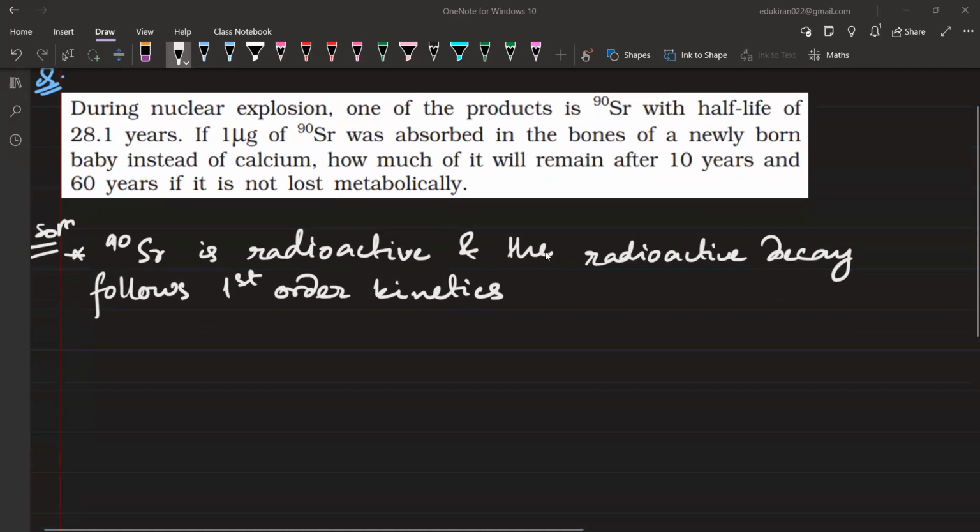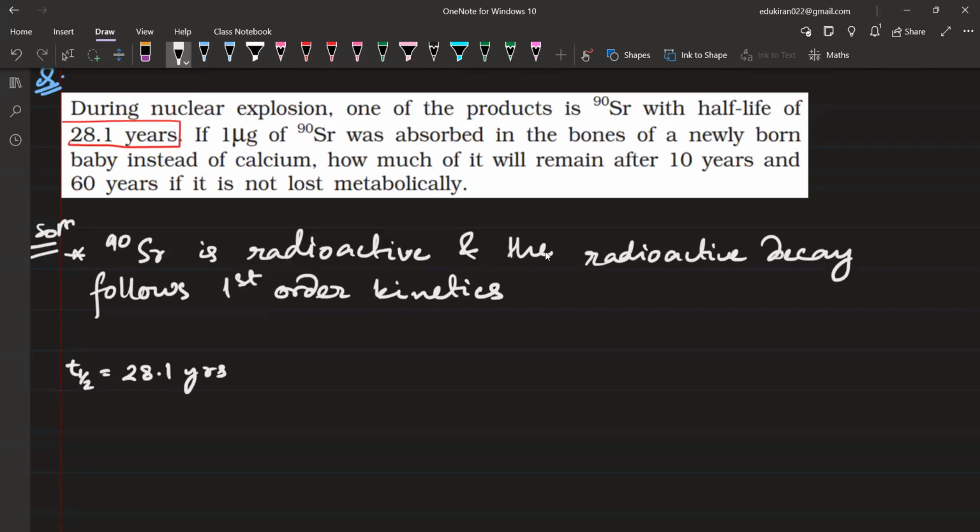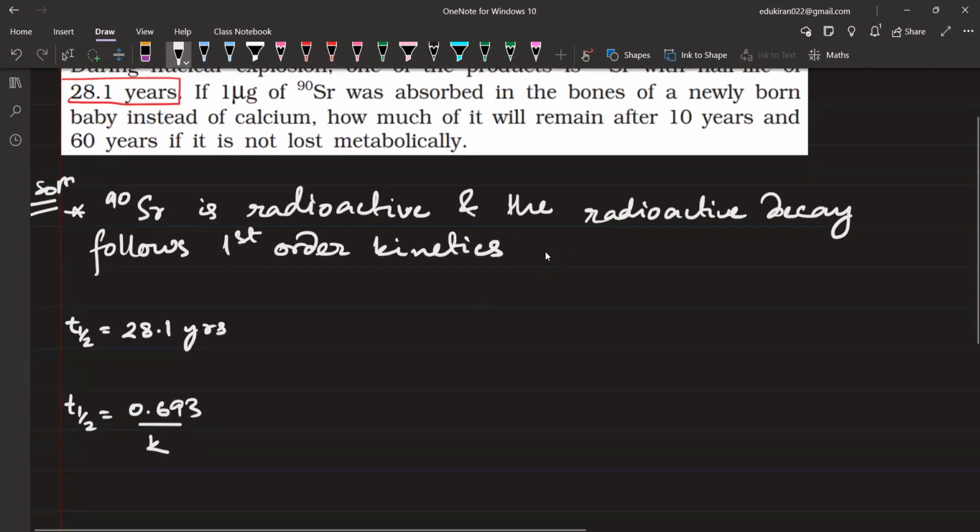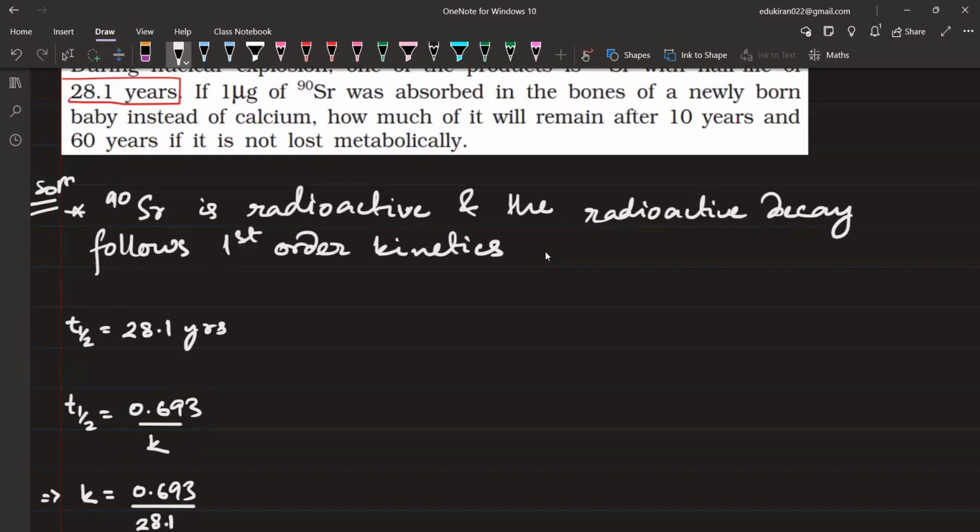Okay. Now strontium-90 follows first order kinetics. Now look at what they have given here. They have given the T half. Since they have given the T half as 28.1 years, we can find K also, because we know the relationship T half is equal to 0.693 divided by K. Therefore K will be equal to 0.693 divided by T half, which is 28.1. The unit will be year inverse. This is the rate constant that we have found.